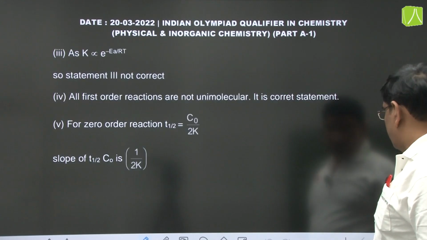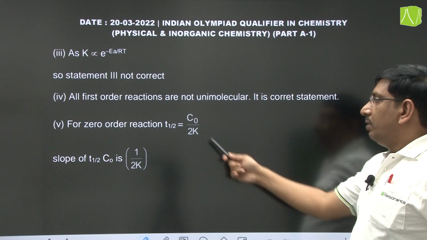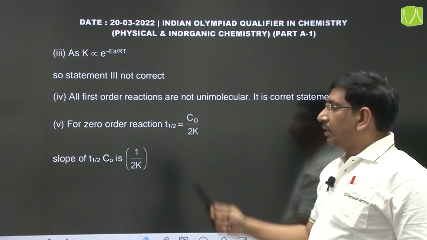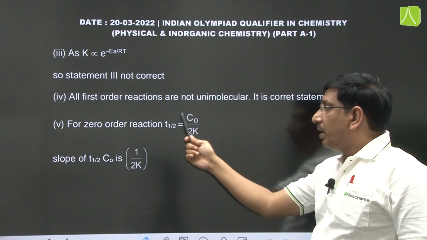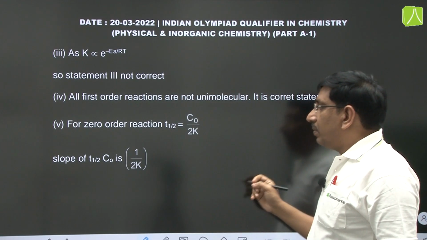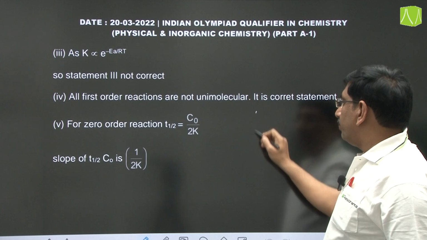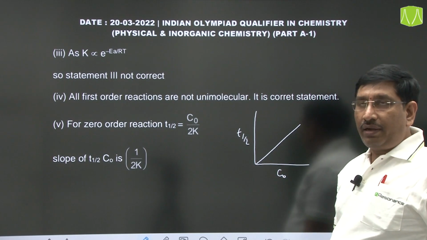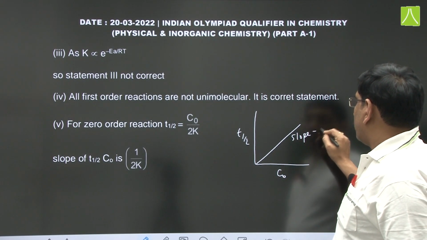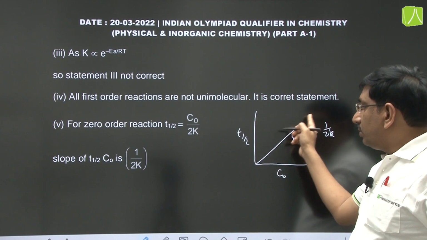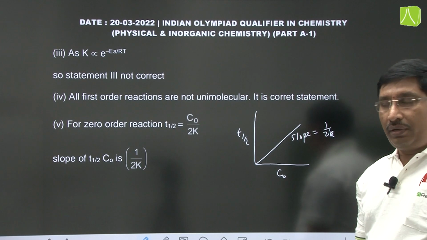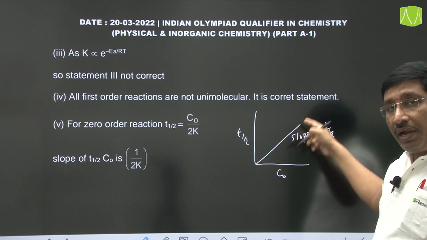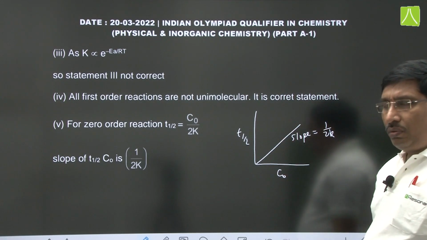Next, for a zero order reaction, the half life and initial concentration C naught are given as t half equal to C naught by 2K. This is the relation between half life and C naught. If we draw a graph between t half and C naught, it will be a straight line passing through the origin with a slope equal to 1 by 2K. It is y equal to mx type. So, if you plot a graph between t half and C naught, you will get a straight line with slope equal to 1 by 2K.